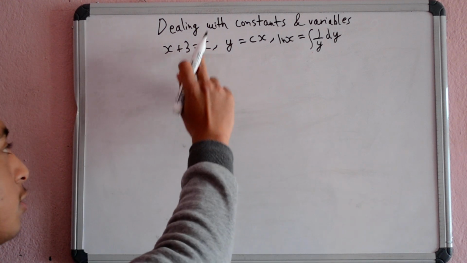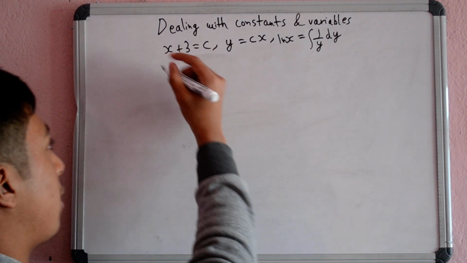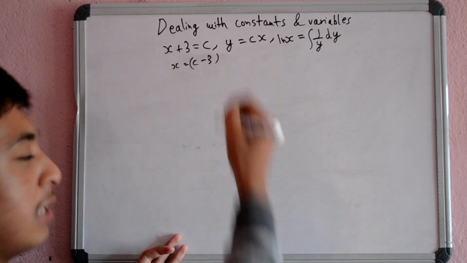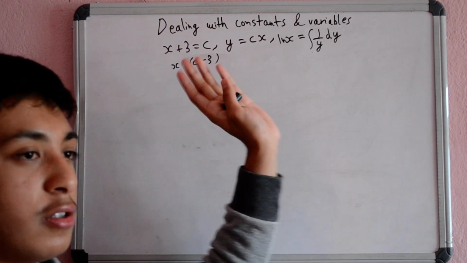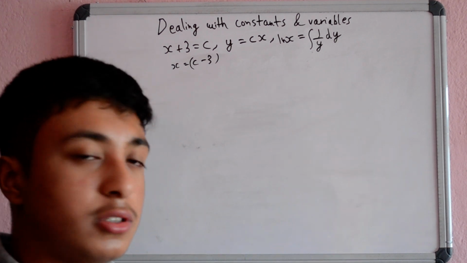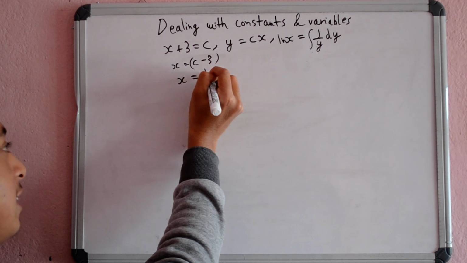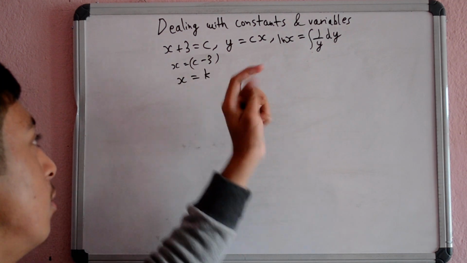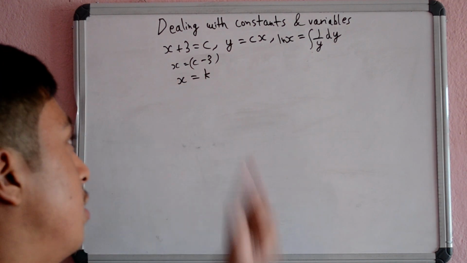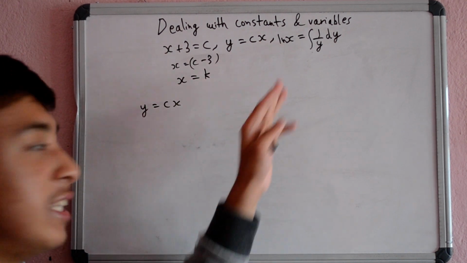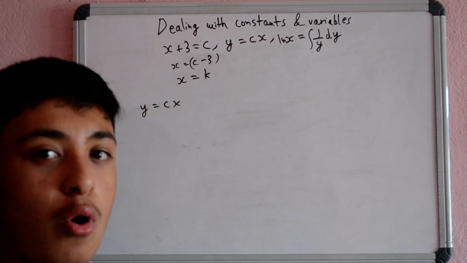x plus 3 equals a constant. Well, we can write it as x equals c minus 3. Now, a constant minus another constant, we know, is just another constant. So we can write it as x equals, let's say, k. So we have solved this first equation. Now, we're not going to really solve this second equation. I'm just going to talk about it.